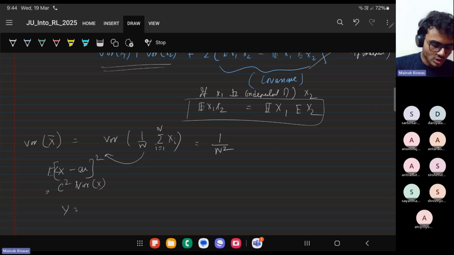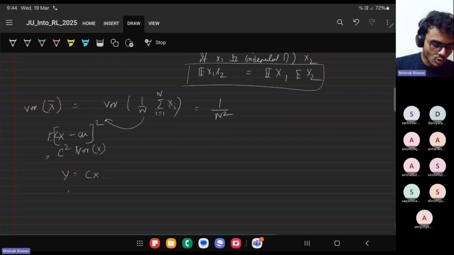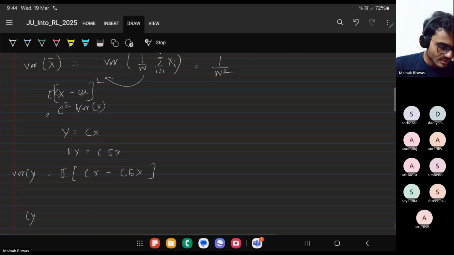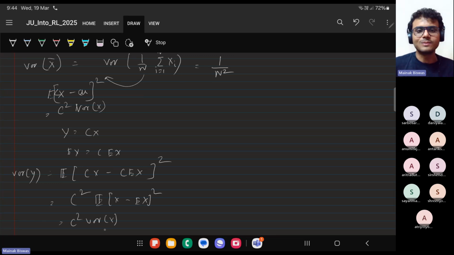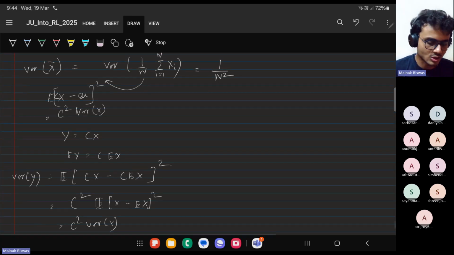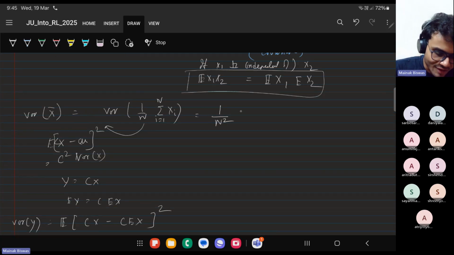So say y is equal to c times x. The expected value of y is equal to c into expected value of x. Therefore, cx minus c expected value of x, whole square expected, is the variance of y, which is equal to c squared expected value of x minus expected value of x whole square, which is equal to c square variance of x. So if you multiply with a scalar, the scalar can go out as a square. Do you agree? Then I will have a summation, by linearity, because they are independent.